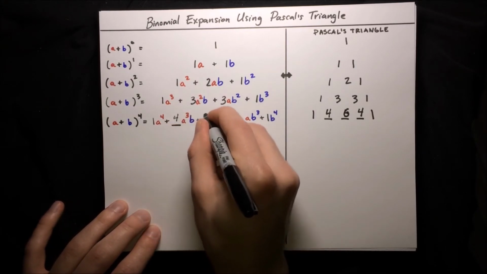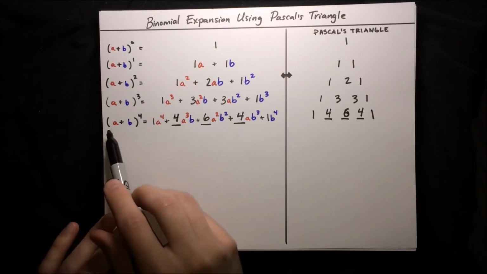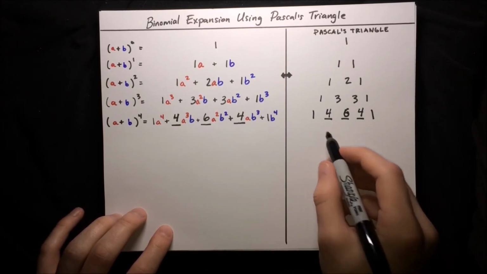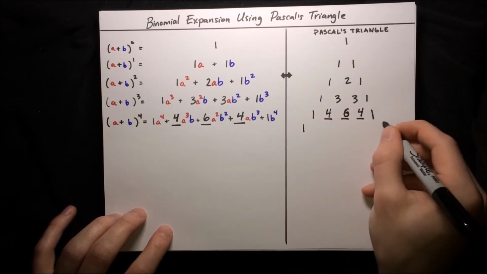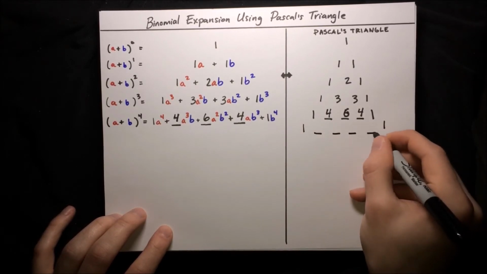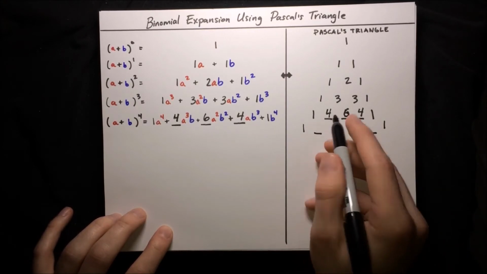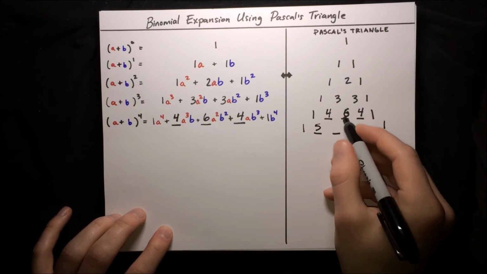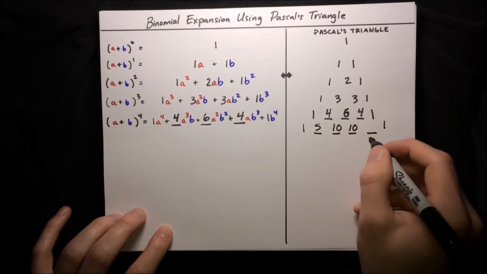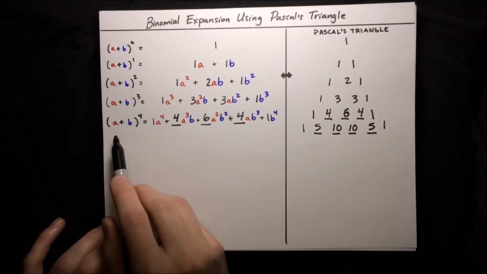4, 6, and 4. If we wanted to find the coefficients for (a + b) to the fifth, we could just do that by continuing Pascal's triangle. The next row, we'd have 1s on either end. And then we'd have an entry, an entry, an entry, an entry. And we get each entry by just adding the two entries above. So 1 plus 4 makes 5. Then 4 plus 6 makes 10. Then 6 plus 4 makes 10. And then 4 plus 1 makes 5. And so these would be our coefficients when we expand out (a + b) to the fifth.